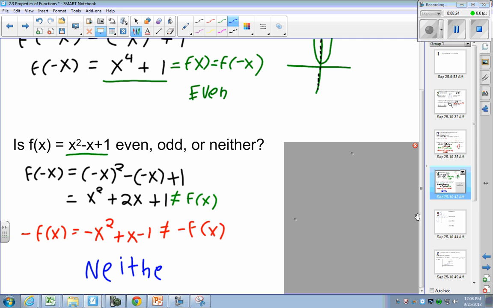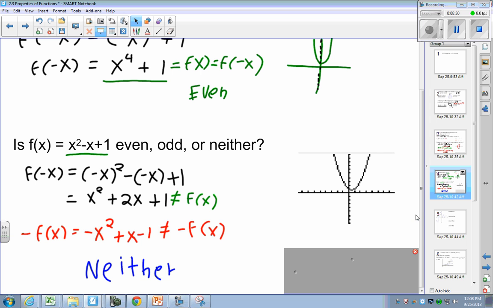So if you show that a function's neither odd nor even, it's just neither. All right, now let's look at it graphically. And we can see that it's not reflective about the y-axis, and that it's not reflective about the origin, because if we flipped it 180 degrees, we wouldn't get the other side. So you can clearly see from this graph that it is not even or odd.